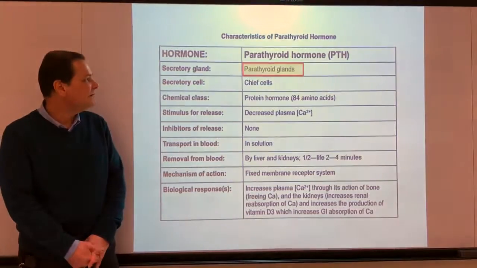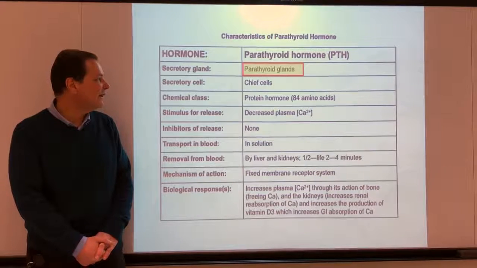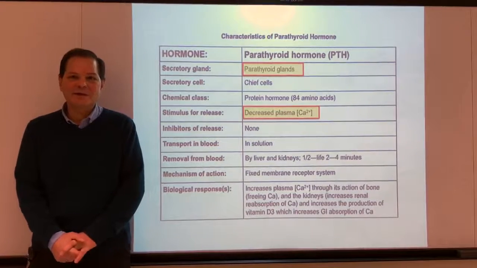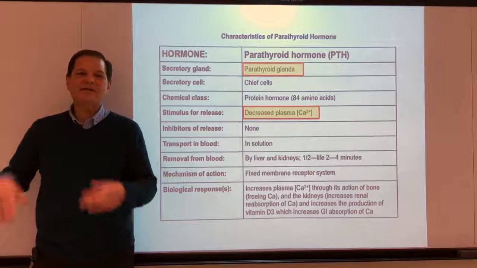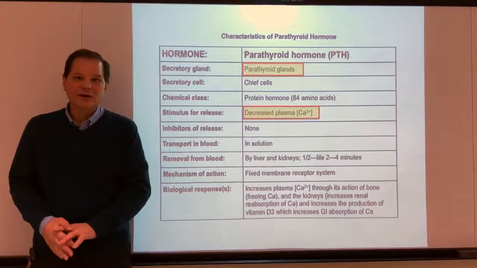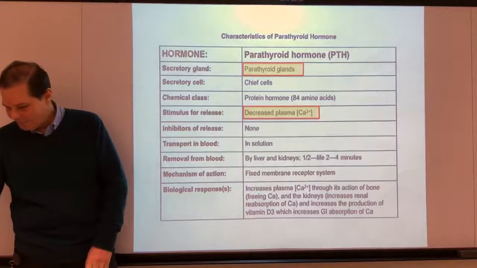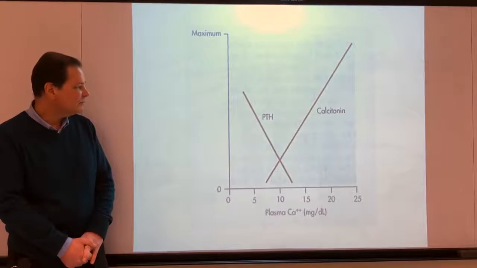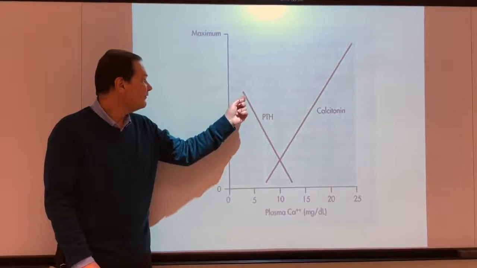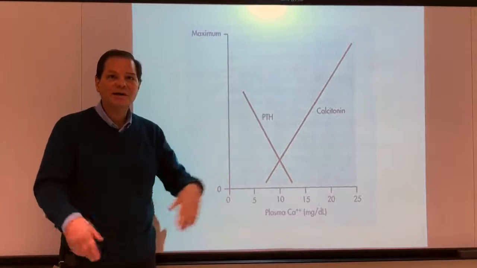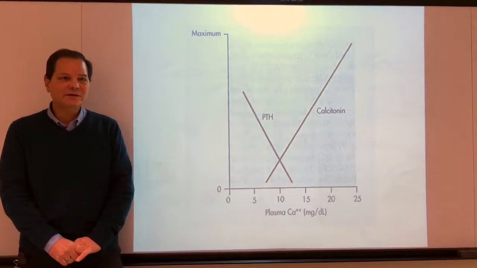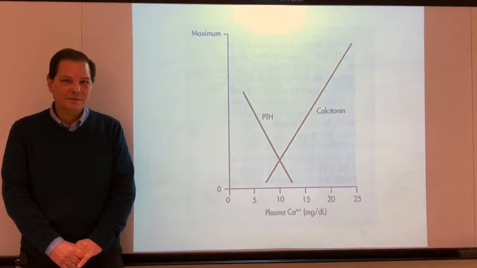PTH, parathyroid hormone, as you might guess, is secreted by the parathyroid glands in response to decreased plasma calcium. So your plasma calcium goes down for some reason. Your body says, we need to get that back up. It does that largely through the auspices of increasing parathyroid hormone. So this is a graph that you should remember. In general, as plasma calcium goes down, serum levels of PTH go up because the body is trying to get those serum levels back toward normal. And increasing PTH is a very, very major way in which it does that, okay?